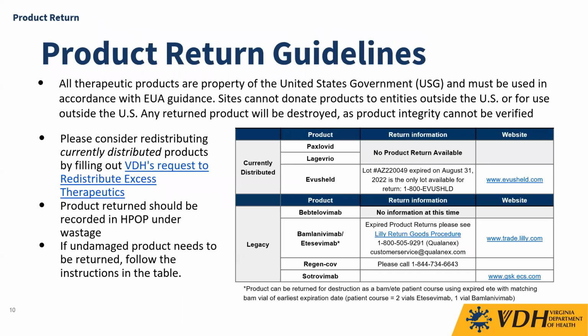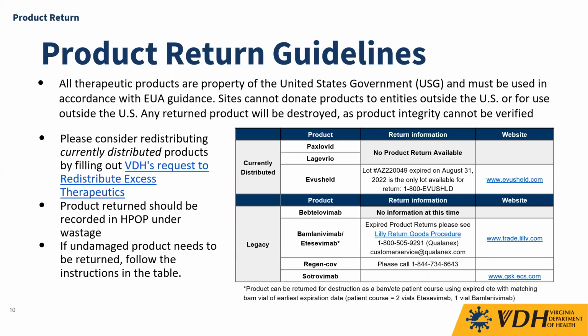So, product return guidelines. Just to note, therapeutic products are still property of the United States government, and some of them can be returned. Any returned product will be destroyed. Most legacy therapeutics have methods of return, while the currently distributed therapeutics are not eligible for return, except for one lot of Evusheld, which is AZ220049.